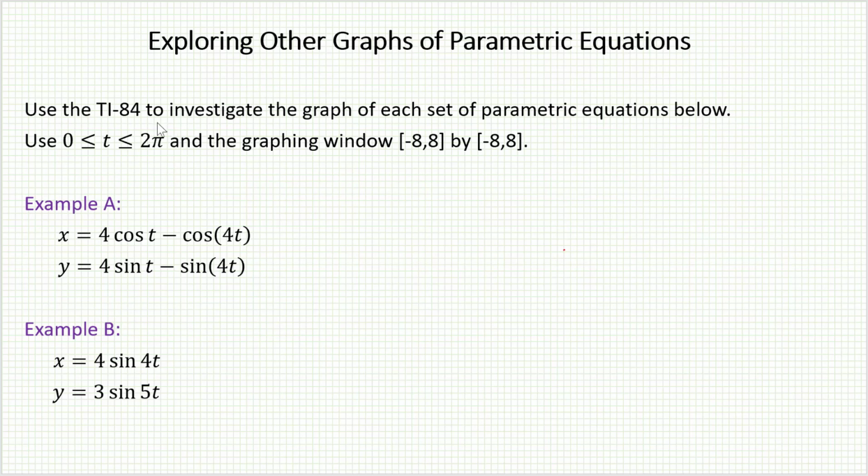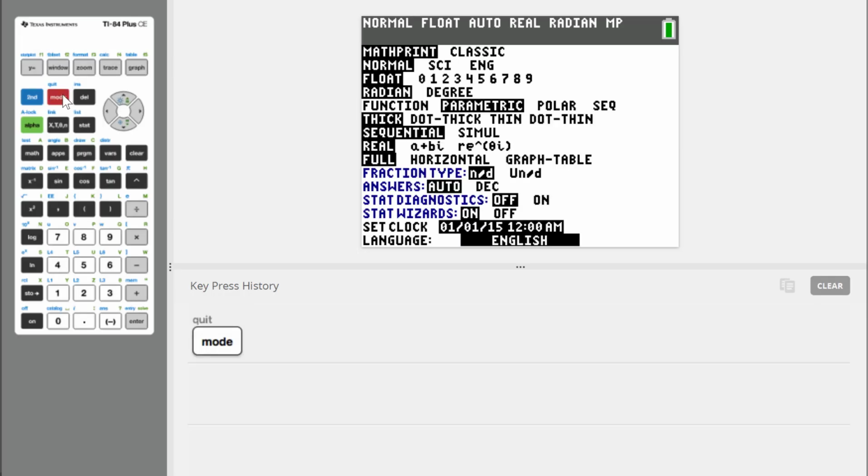We'll use 0 to 2 pi for our t values, and negative 8 to 8 for the x min and max and the y min and max. We'll start with 4 cosine t minus cosine 4t for the x, and 4 sine t minus sine 4t for the y. Let me check my mode. I am in radian mode and parametric mode, so I'm all set.